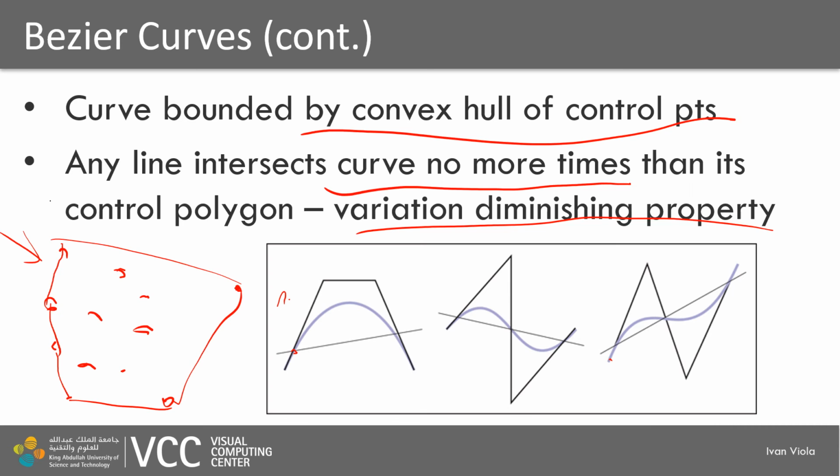So that's the variation diminishing property, and we can see here that in this first case we are intersecting the control polygon twice and the curve as well twice, and here we are intersecting our control polygon 3 times, and the same amount of 3 times we are intersecting our Bezier curve. The same holds also in the third case, where we have again 3 intersections, both with the control polygon and the curve. Sometimes it might happen that there are fewer intersections. For example, if we draw a line like this, we will still have 3 intersections with our control polygon, but only 1 intersection with our curve.